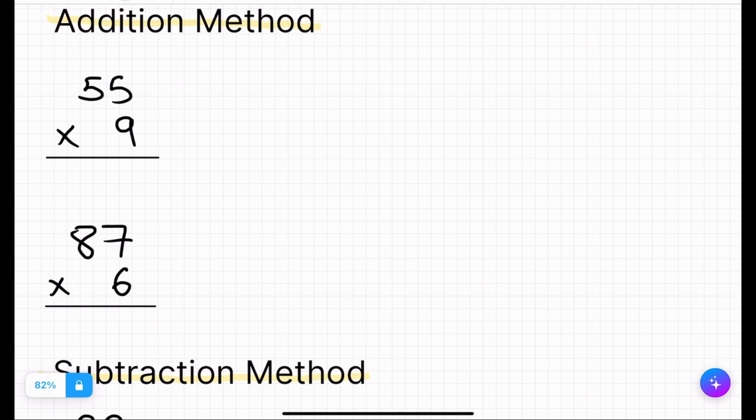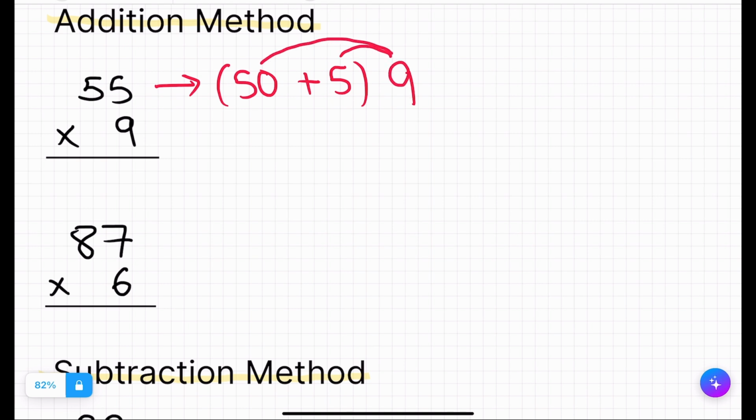So when we have 55 times 9, that seems really daunting to do in our heads, the normal, traditional pen and paper way. So we can use something called the addition method to break this up and make it a lot more easy. So for example, we can break 55 down into 50 plus 5. And then we can distribute 9. We can multiply 5 by 9 and 50 by 9.